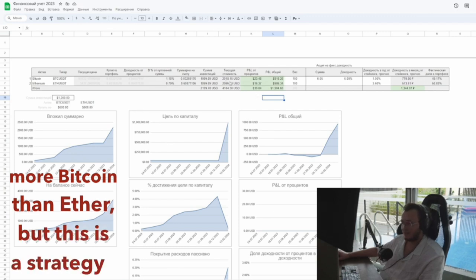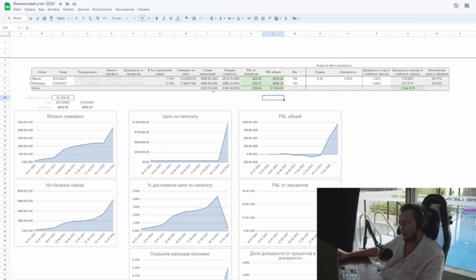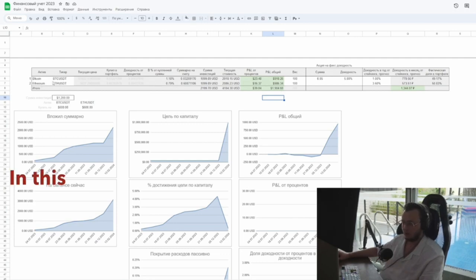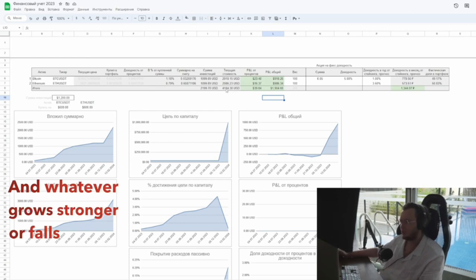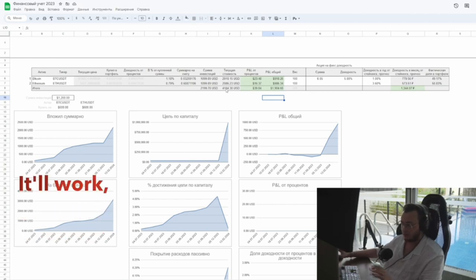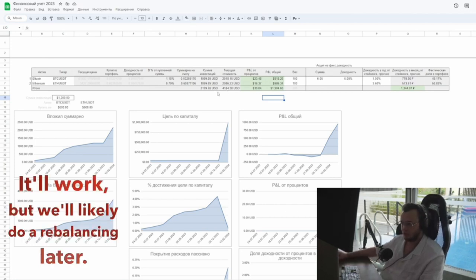But this is a strategy I won't be following in the near future. While my portfolio is insignificant, I won't work. I'll invest equally half and half in Bitcoin and Ether. In this case, yes, if there were more other coins, I would also equally. And whatever grows stronger or falls harder, that's why there is a shift in a certain direction. It'll work, but we'll likely do a rebalancing later.